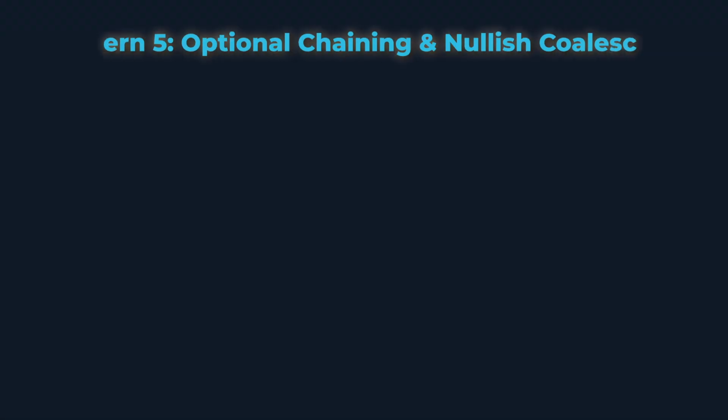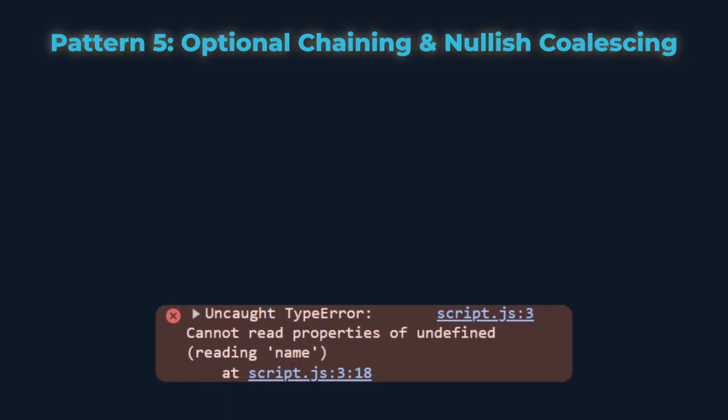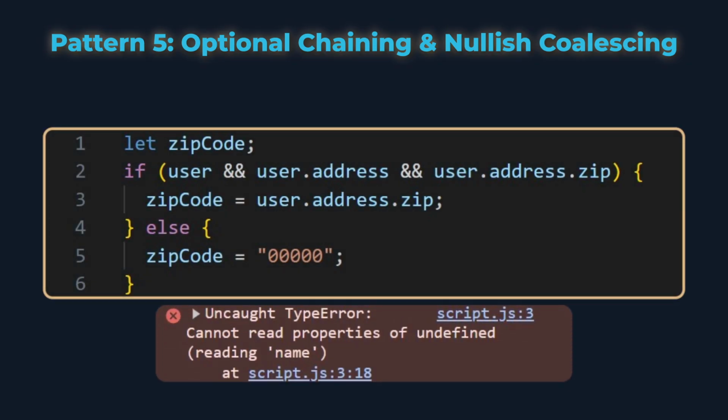Finally, the bug killer pattern. The most common error in JavaScript is cannot read property of undefined. Juniors write deep checks like they are interrogating a witness. Please, my eyes are bleeding. Use the Elvis operator and the double question mark.